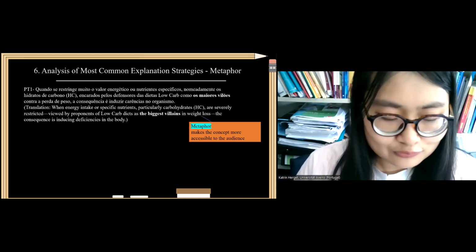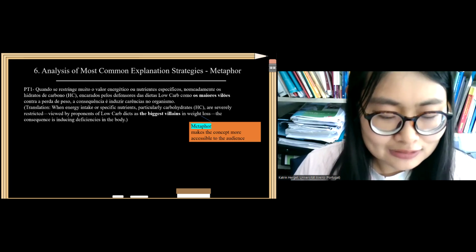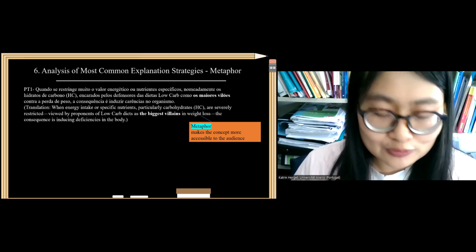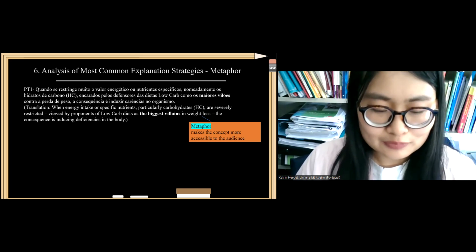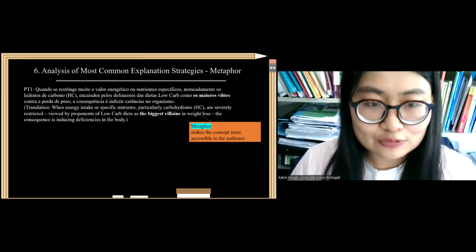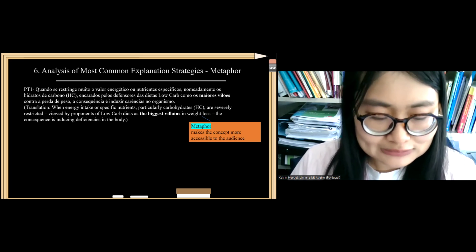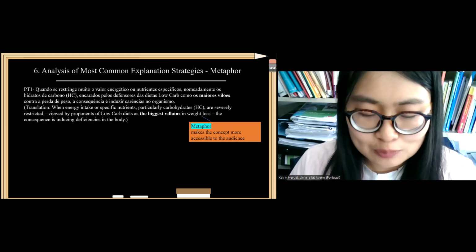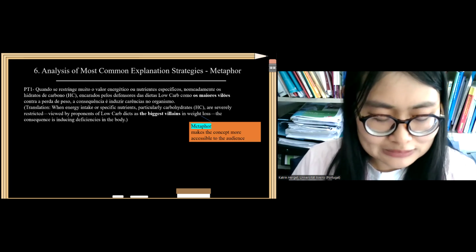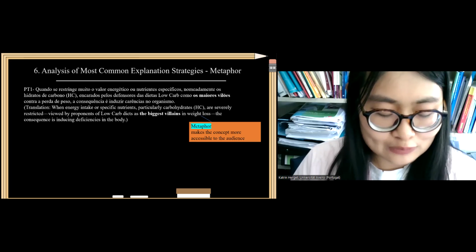The purpose of the definition is to explain the term in this text. The villains is metaphorical, placing carbohydrates in this negative combative role. The metaphor elicits an emotional response, making the concept more accessible to the audience. Carbohydrates are also promoted as the enemy that hinders weight loss, positioning them as an obstacle to be overcome in the pursuit of health goals.